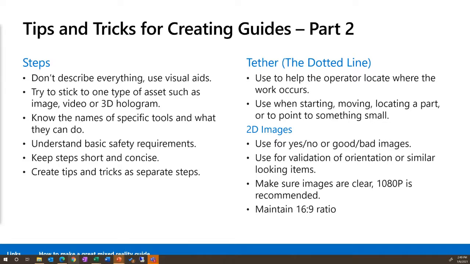So maybe if we're standing on one side of the item that's being manufactured and they need to walk around to the other side, the dotted line can be very useful to help move around and point that dot to exactly where they need to do something.